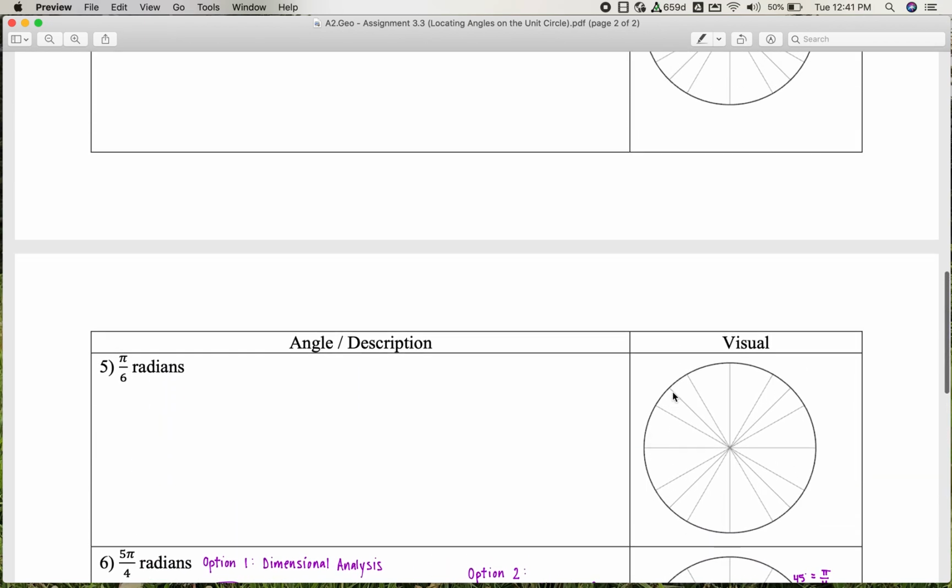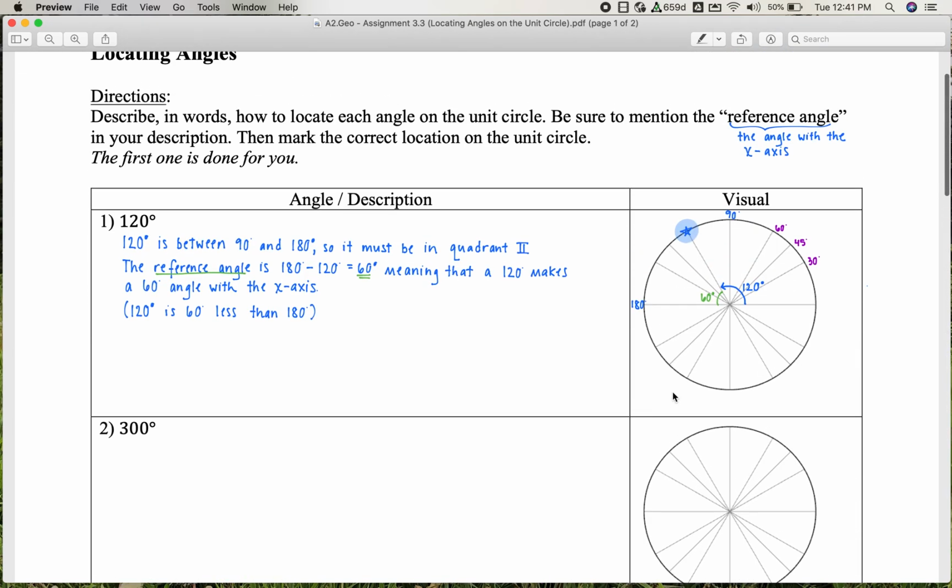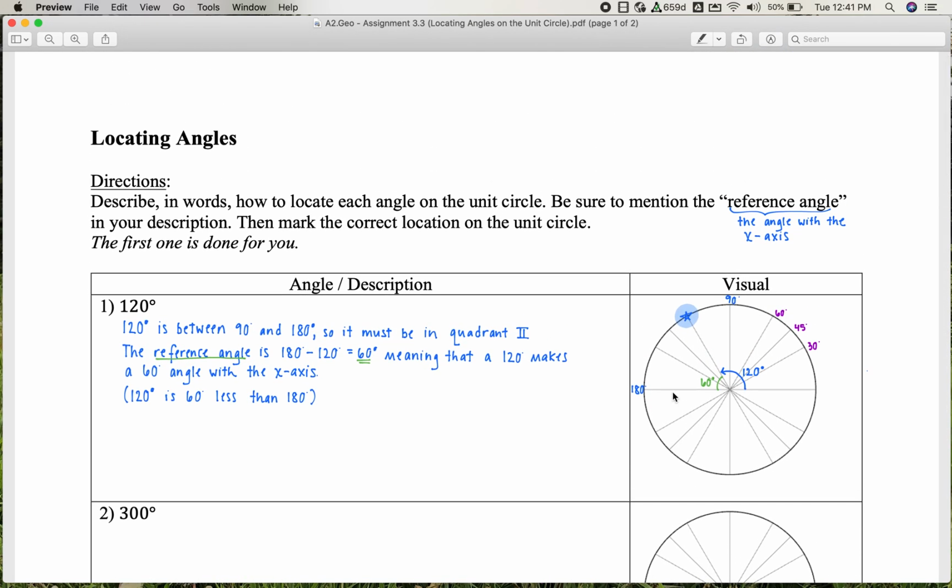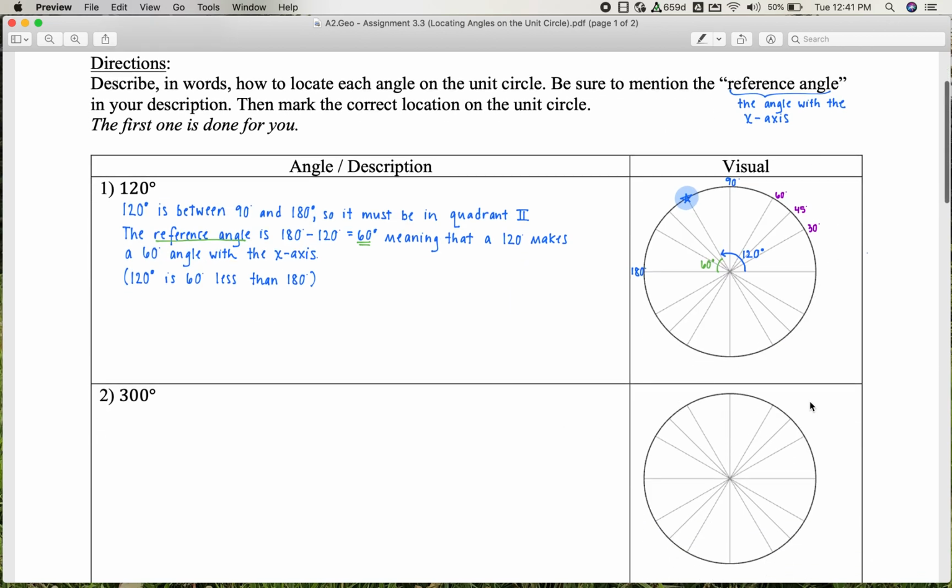Good luck. When we go to build the unit circle next class, you'll get a bigger chance to see this whole circle as a whole. But for right now, we're just trying to think about one angle at a time to get our brains ready to move to the whole unit circle.